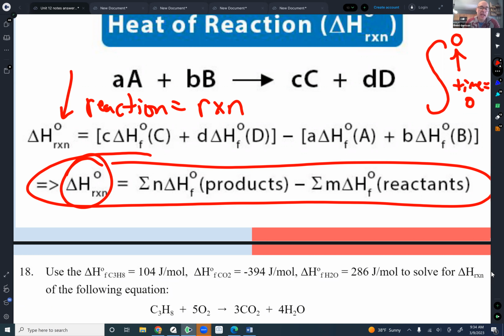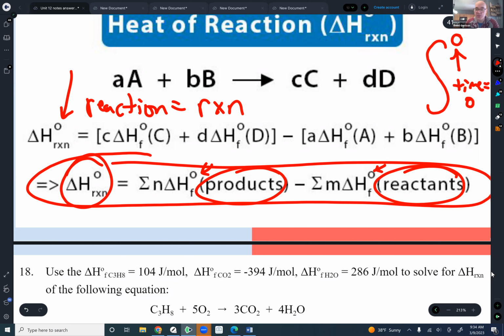That's saying that at the starting point, how much heat do the products have? At the starting point, how much heat do the reactants have? That's what they're stating here. Now, these HFs, remember, those are our heat of formations. So we must use the heat of formation values to solve for the heat of reaction values.